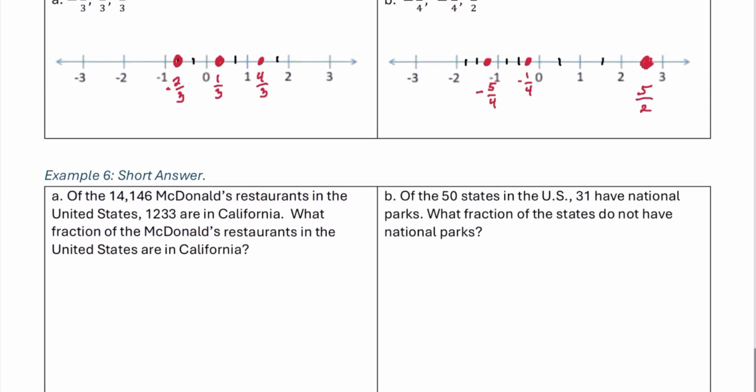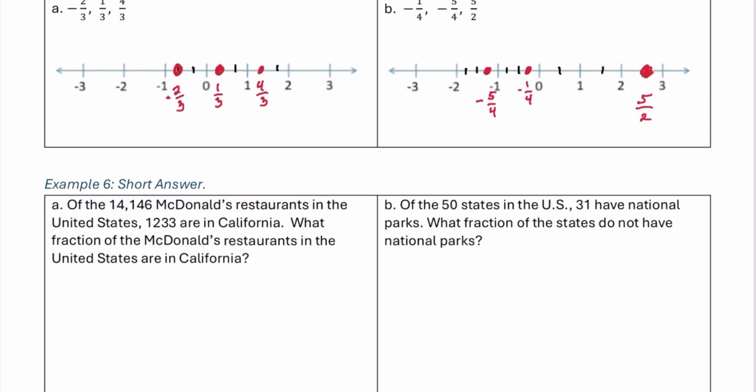And in example 6, part A, of the 14,146 McDonald's restaurants in the United States, 1,233 are in California. What fraction of the McDonald's restaurants in the United States are in California? So we want to write a fraction here. The numerator is what we're focusing on, 1,233. And the denominator is the parts in the whole. In this case, there are 14,146.